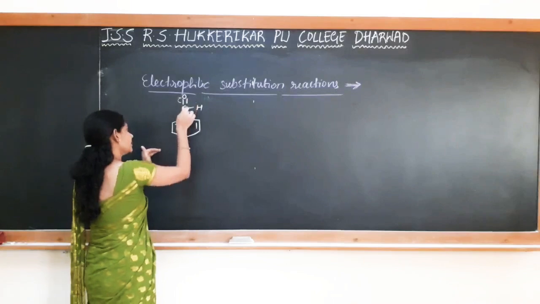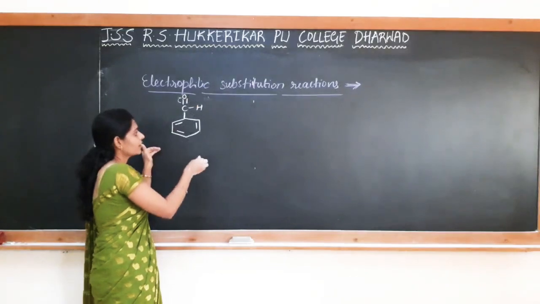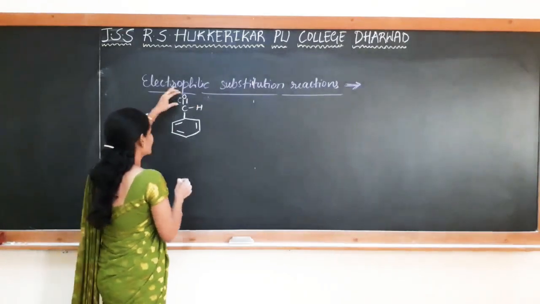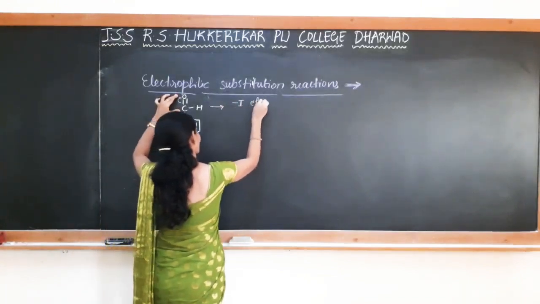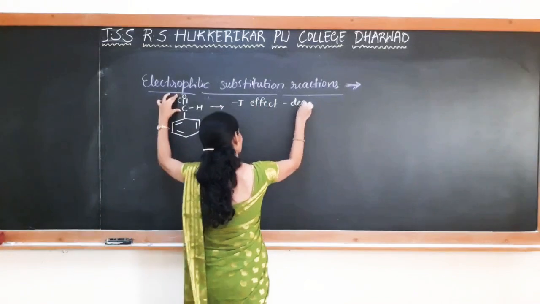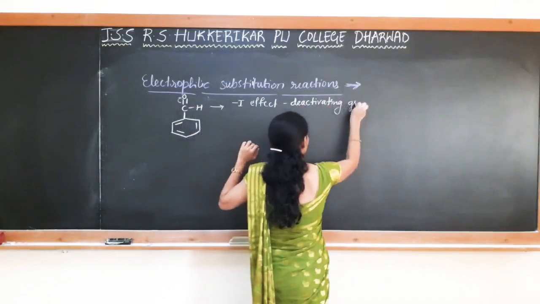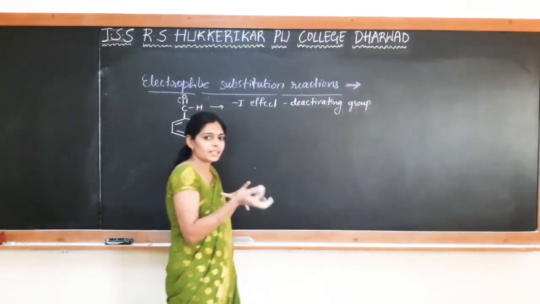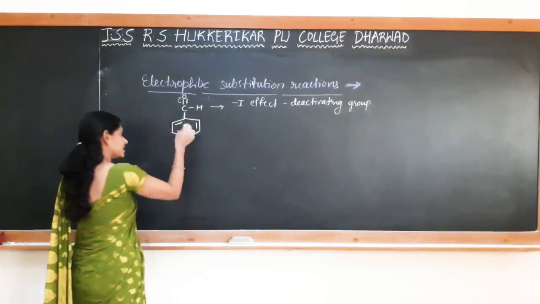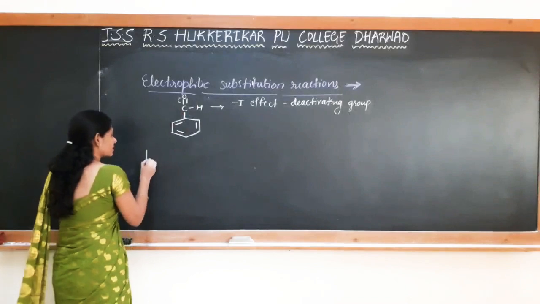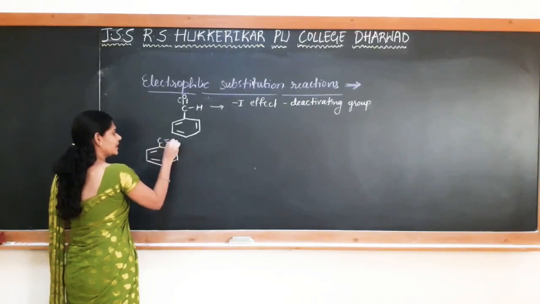Though, because of this only we write the resonance structures, and on that basis we can show the electrophilic substitution. But because the CHO group shows minus I effect, it is a deactivating group. Deactivating means it reduces the electron density of the benzene ring because of its electron withdrawing character. Still it shows electrophilic substitution. How does it show electrophilic substitution reactions? It is shown by writing its resonance structures.